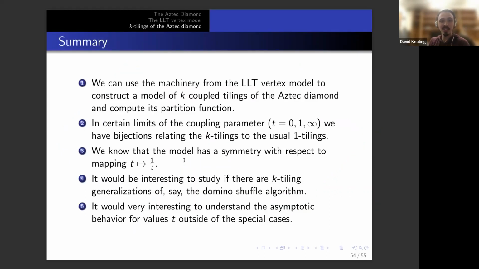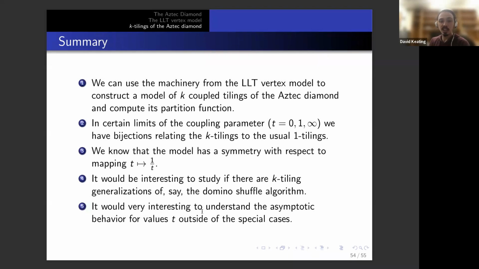Yeah, so that's my talk. In summary, we can use the machinery from the LLT vertex model to construct coupled 5 vertex models, which we then use to construct coupled Aztec diamonds, tilings of the Aztec diamond. In certain limits of the coupling parameter, we can say things. We have bijections between the k tilings and the 1 tilings, and we know the model has some symmetry with respect to t goes to 1 over t. But otherwise, I can't say much.